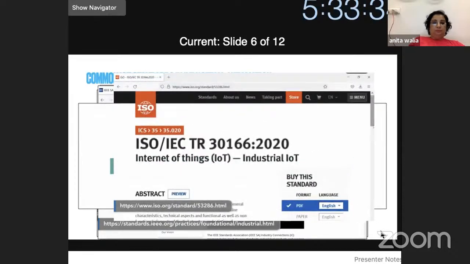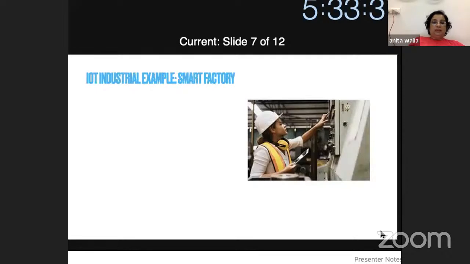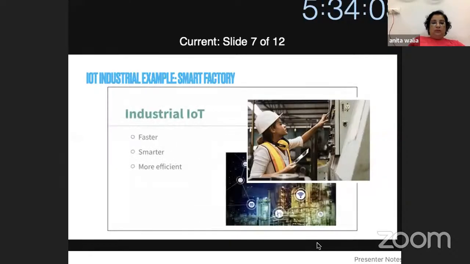Now, we'll take some examples. Industrial IoT, as you all know, is making factories faster, smarter, and more efficient. In every aspect, the manufacturing process can be monitored, evaluated, and enhanced in terms of production with the use of industrial IoT. So this is what industrial IoT is doing: making it faster, smarter, and more efficient.